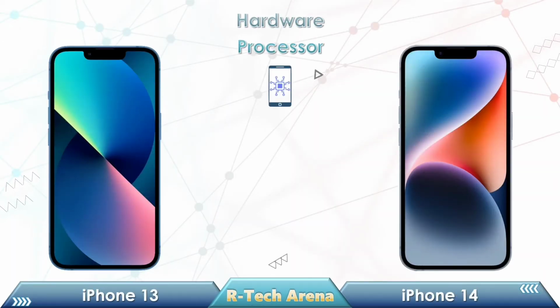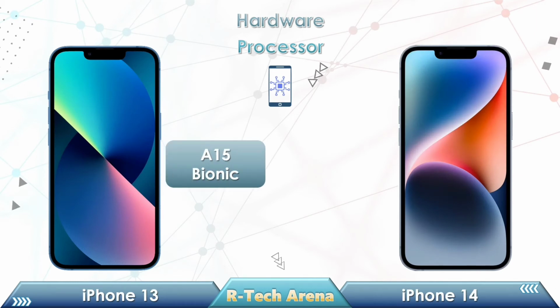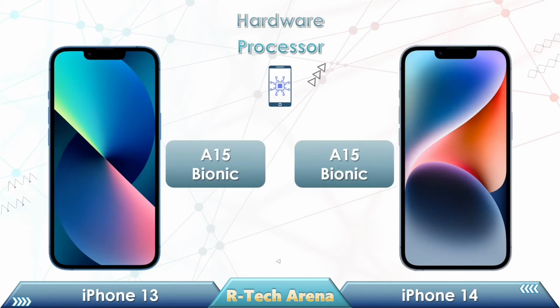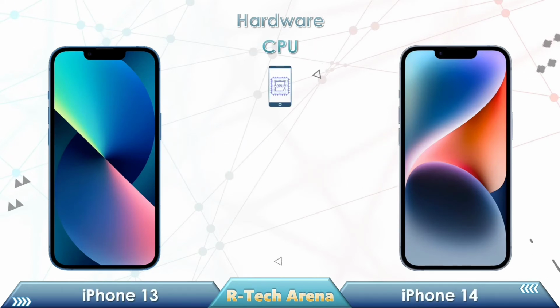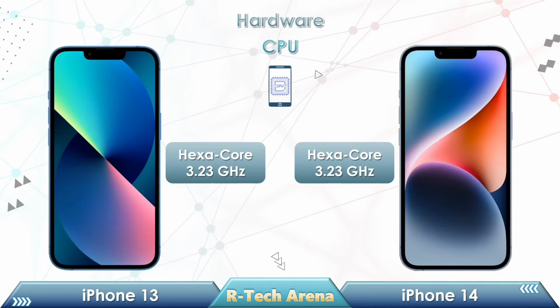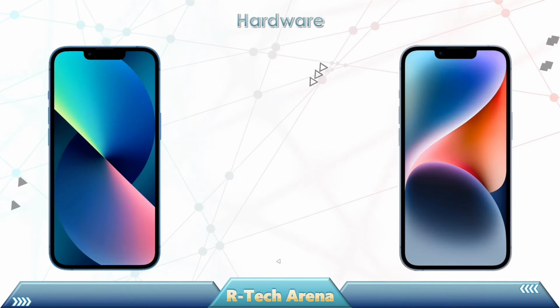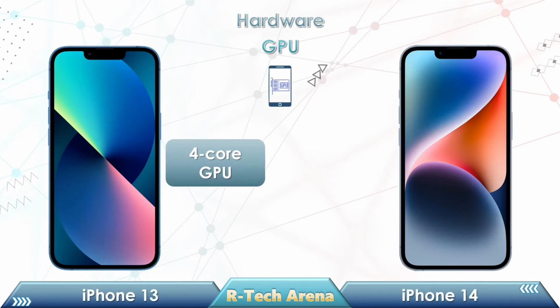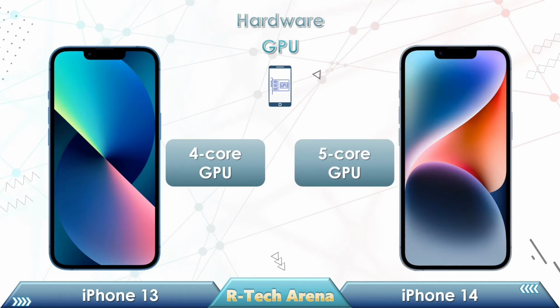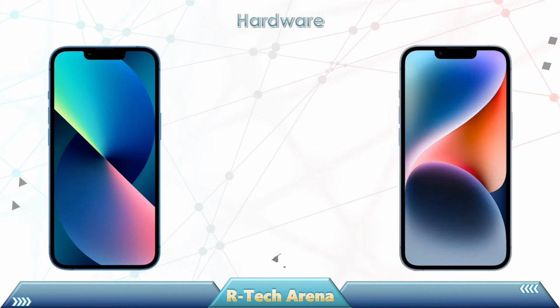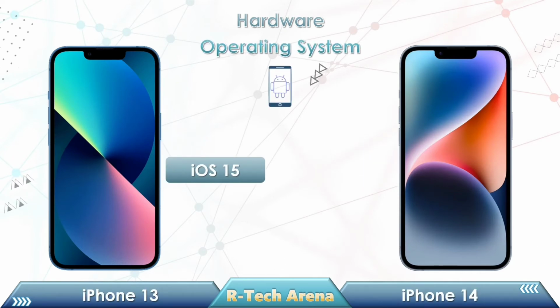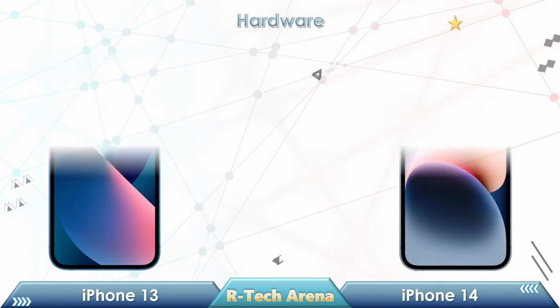Looking at the processor of both phones, iPhone 13 comes with an A15 Bionic chipset, and the iPhone 14 also comes with an A15 Bionic chipset. In a CPU comparison, both phones support up to hexa-core 3.23 GHz clock speed. In the GPU comparison, iPhone 13 comes with a 4-core GPU, whereas the iPhone 14 comes with a 5-core GPU. Let's compare the operating system. iPhone 13 comes with an iOS 15 operating system, while the iPhone 14 comes with an iOS 16 operating system.